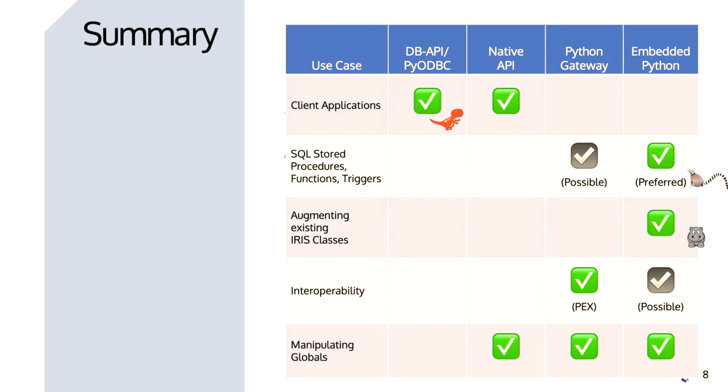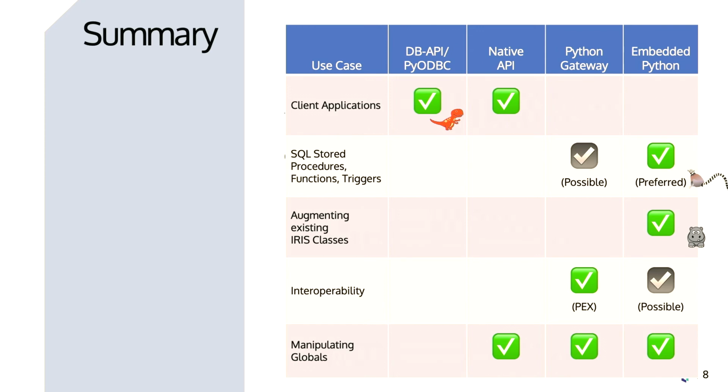If you're using a lot of SQL stored procedures or functions or triggers, you definitely want to be looking at embedded Python for the future of your application needs. And as I said, if you're augmenting existing IRIS classes, if you have that hybrid development mode, you're building on a legacy application, embedded Python is the place you have to be. There is no other option, at least for Python, for taking your development forward in Python. You can always take your development forward with ObjectScript.